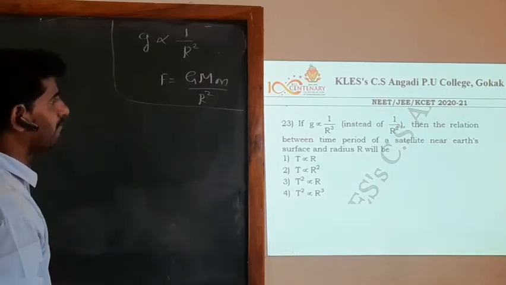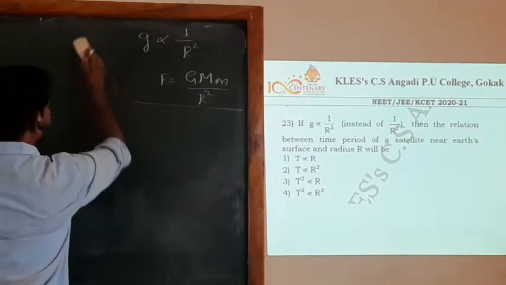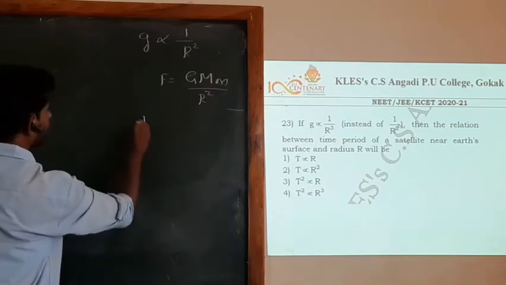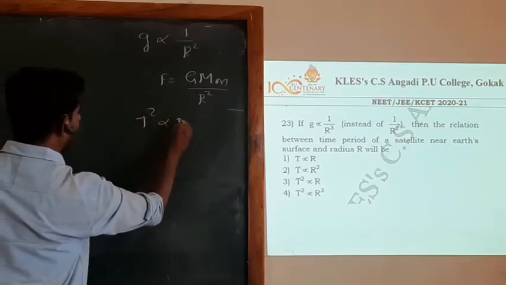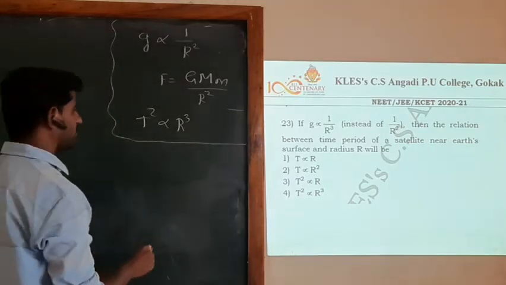And what is the relation between time period and radius? In this case, we know the relation between T and r. That is T square proportional to r cube. So these all are true. But here the situation is different.